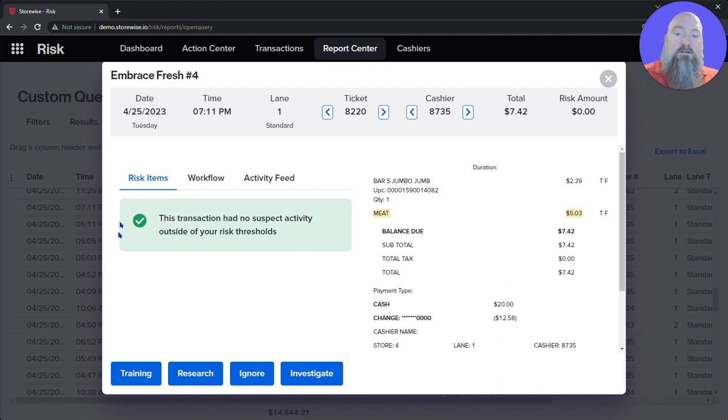You'll also notice here, we're looking at transactions now within the parameters. This is not going to be something that just the dashboard will show, and that is the power of having Report Center and customizing your own reports.